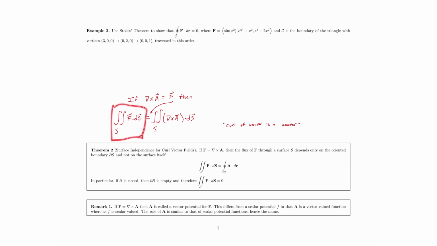However, if we know that this vector field F is the curl of some other vector field, as soon as we do this rewriting of F into the curl of this vector field A, this result is now exactly one side, the double integral side, of Stokes' theorem. So now we could use Stokes' theorem. So right here, this is now Stokes' theorem, to say that this is equal to the line integral around the boundary of S, A dot dr.